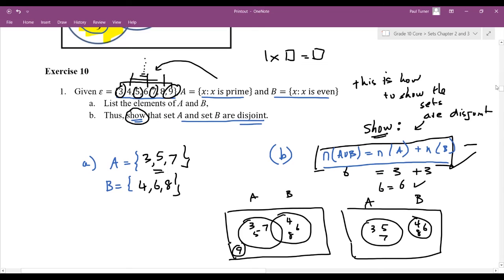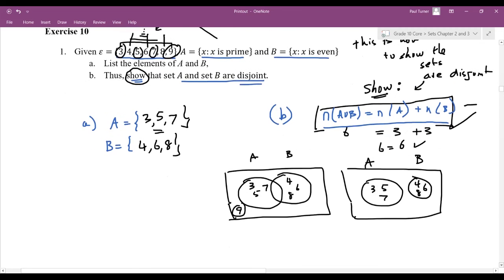There's only 5 minutes left, but we can probably stop there. And the next section is actually about the complement of a set.